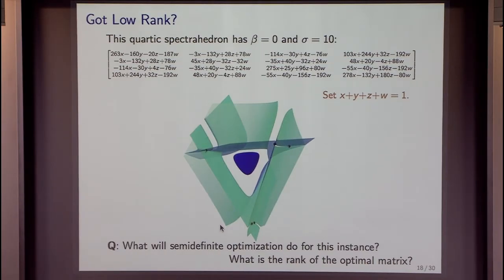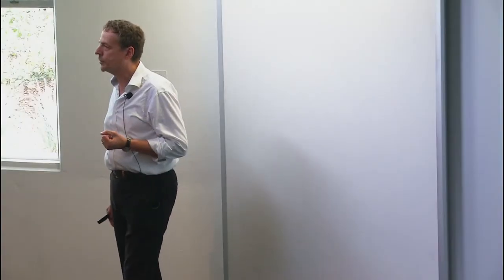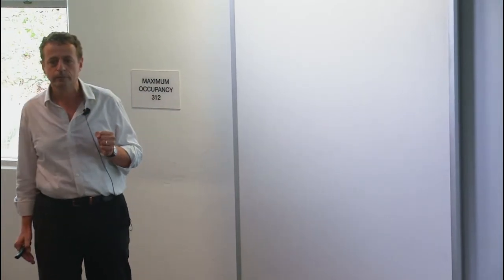Okay, so this was the second part of the talk. So I talked about quartic spectrahedra. This was intended as a beginning of an exploration of the combinatorial types of spectrahedra.